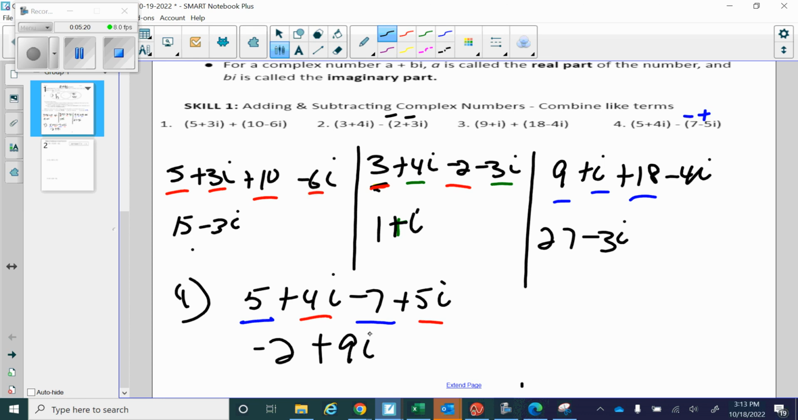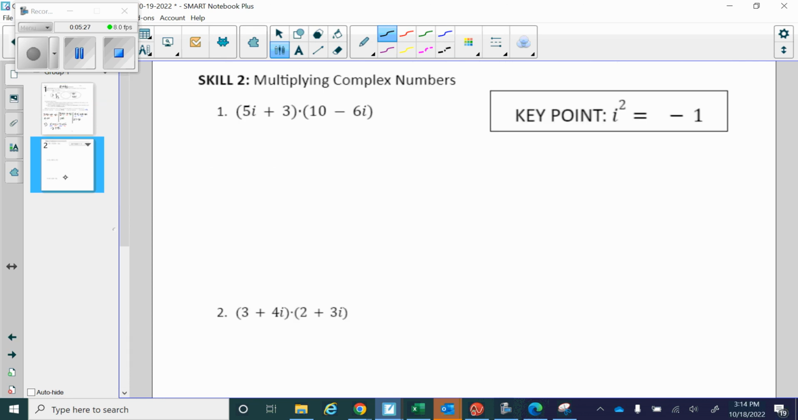Okay. That's how we add and subtract. Again, let's look at the next slide, multiplying now. Now, remember, when multiplying, remember that i squared is equal to -1. So multiply two i's, it gives me -1.